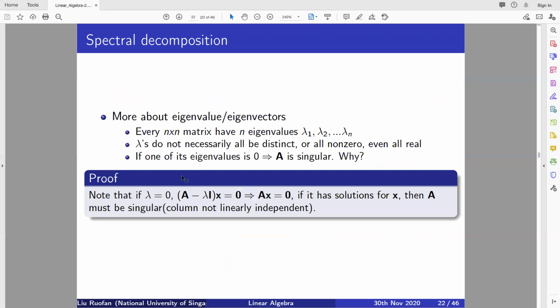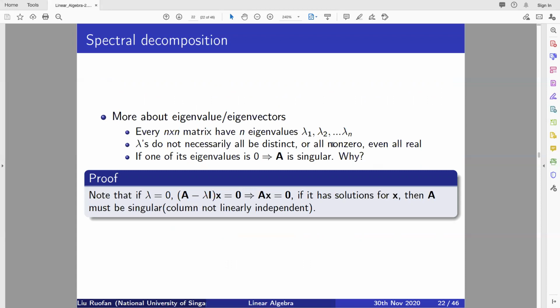Actually, every n by n matrix has n eigenvalues. We can find n eigenvalues, but they do not have to be all distinct. Some of them may be zero, and some of them may be complex numbers.